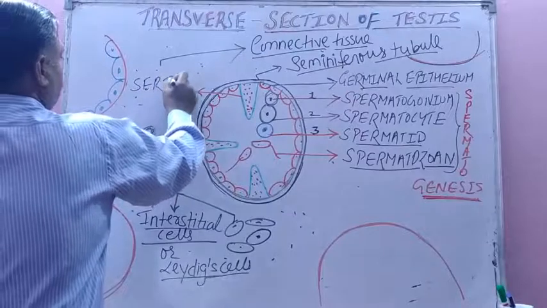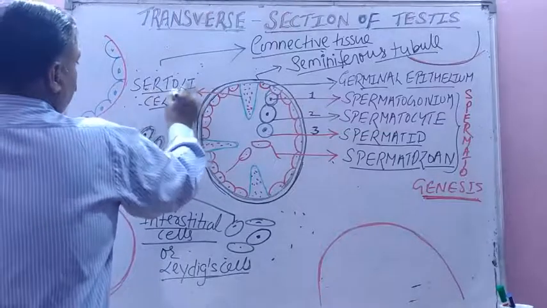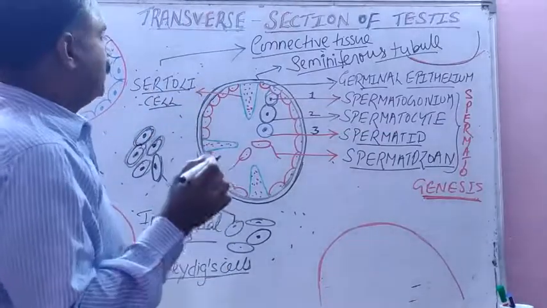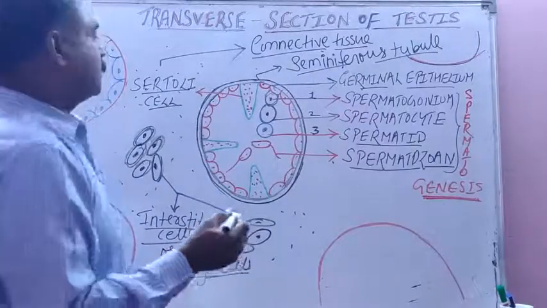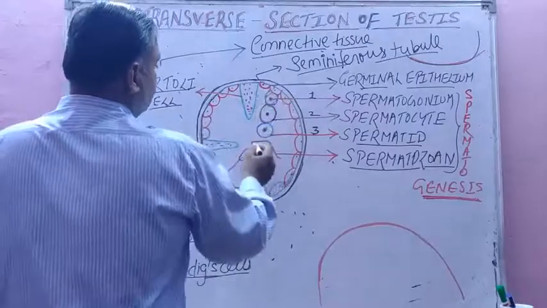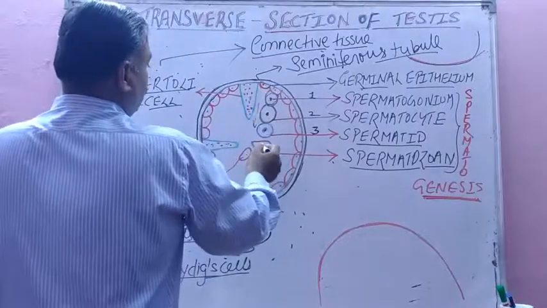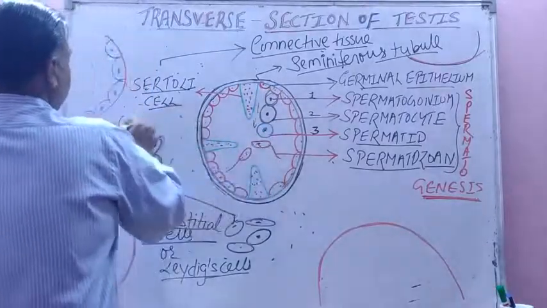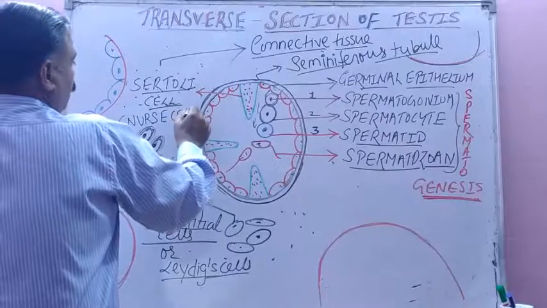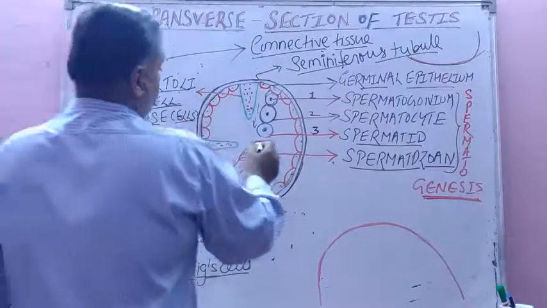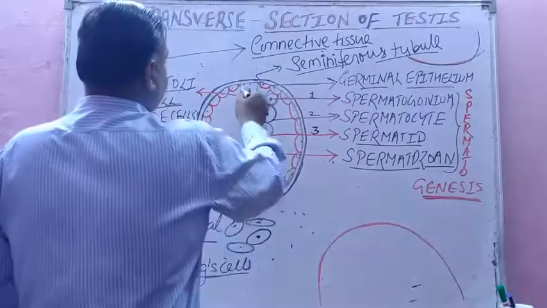Sertoli cells, their significance or function is asked for 1 mark, maybe in section A. That is, what is the role of Sertoli cells? Students, these Sertoli cells provide nourishment and support to the developing spermatocytes. It is also called a nurse cell. In the course of NEET, these are also called nurse cells because they nourish the developing spermatocytes or spermatozoa and provide support.